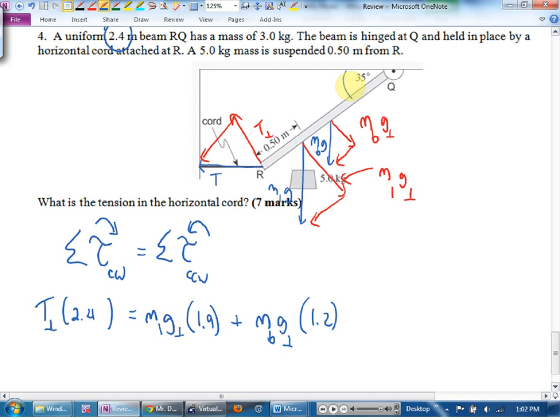Ready? How big is this angle? 90 minus 35? 35. That's 35, and that's 35 up there. What about in my tension triangle? Oh, okay. How big? 35. Now I've got a 35.